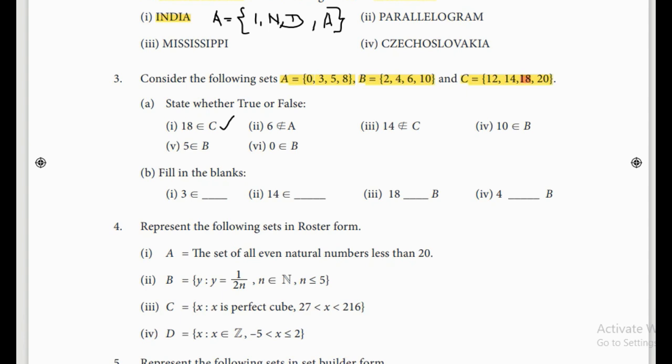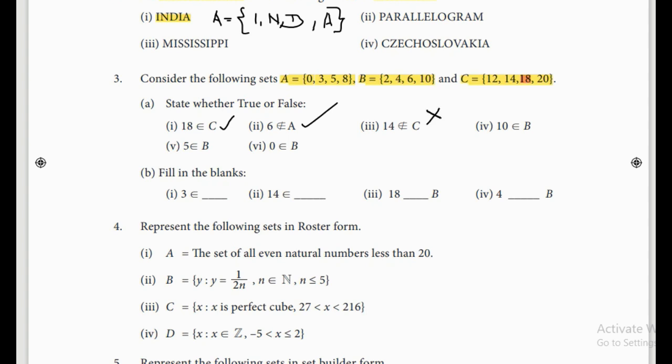Like that, can you check the remaining? Second one, look at the second one. 6 does not belong to A. Look at the set A, they said that 6 is not in A. Check it. Yeah, 6 is not in A. So we can say it is a correct statement. So do the remaining like the same. 14 does not belong to C. Look at C. 14 is in C. Why they have given that 14 does not belong to C? That is wrong.